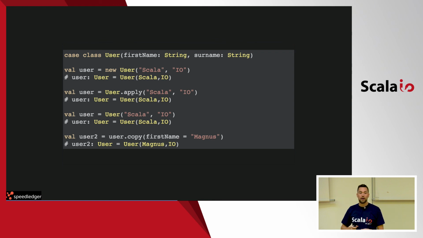And you can then add more than one parameter to the copy function if you like to change more parameters of the case class. This is really, really powerful, I think. And it's why it makes it so easy to work with immutable values.